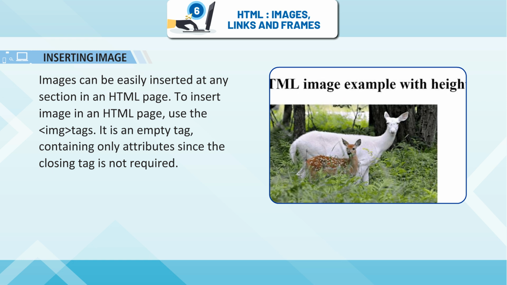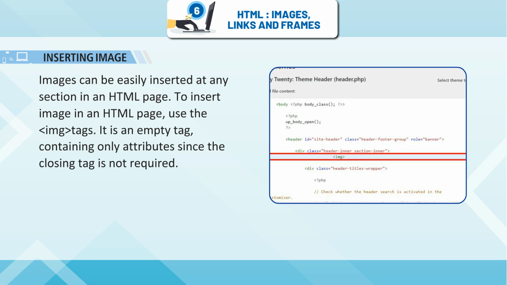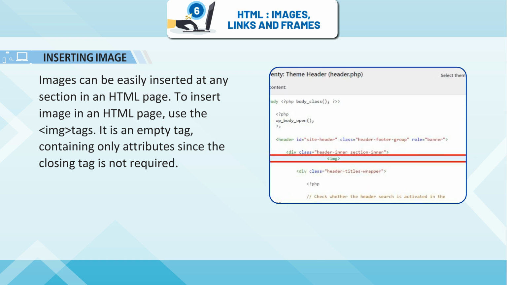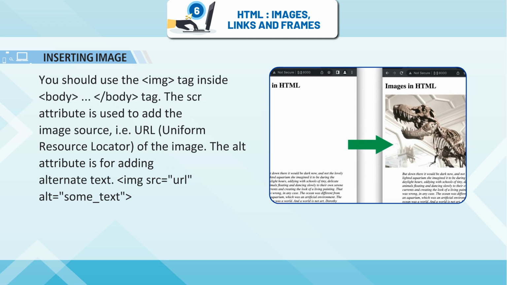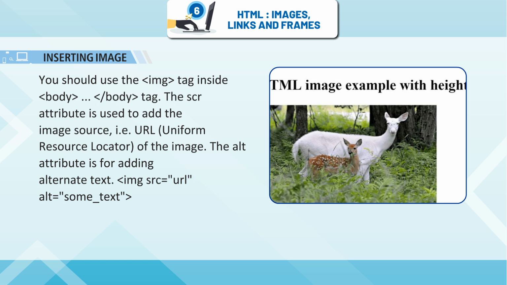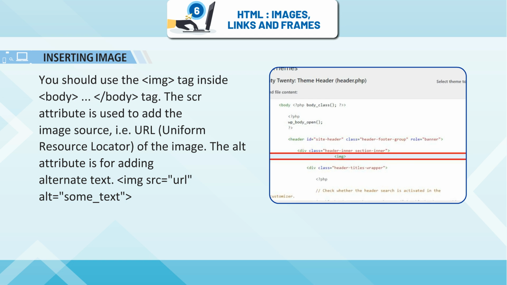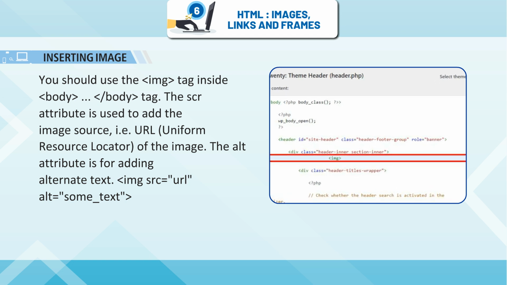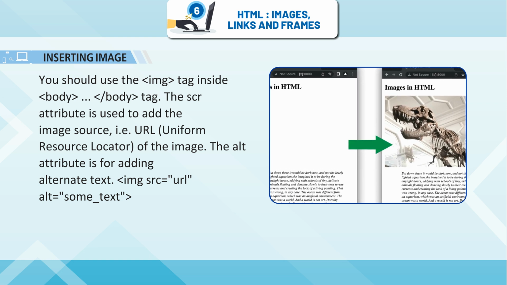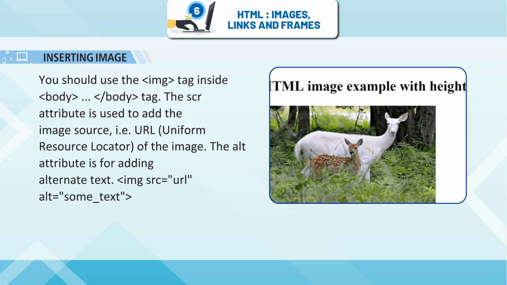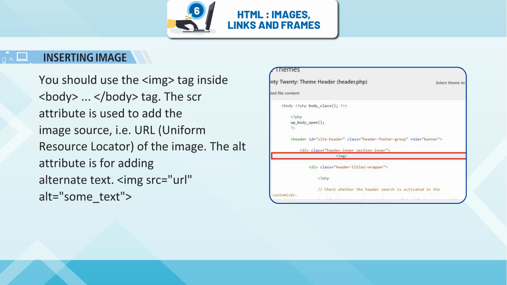To insert an image in an HTML page, use the img tag. It is an empty tag containing only attributes, since the closing tag is not required. You should use the img tag inside the body tag. The src attribute is used to add the image source, that is, the URL, Uniform Resource Locator, of the image. The alt attribute is for adding alternate text. img src equals URL, alt equals some_text.